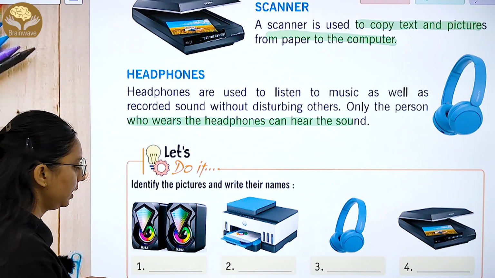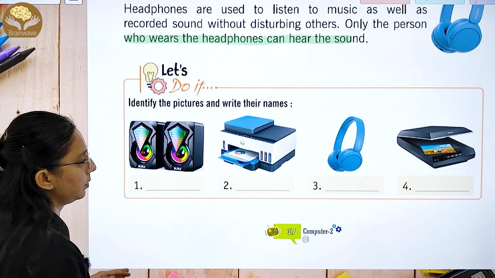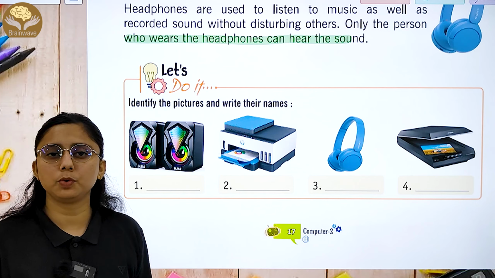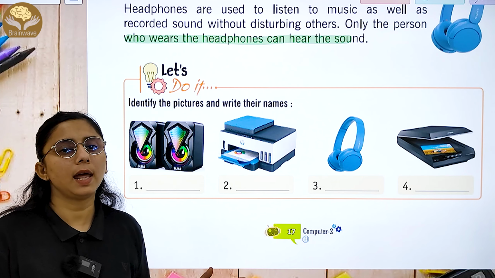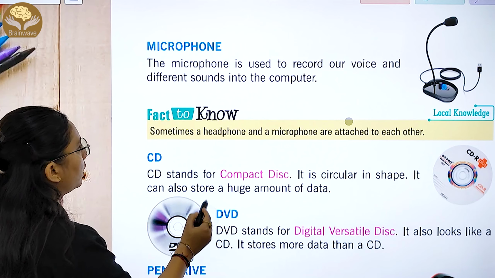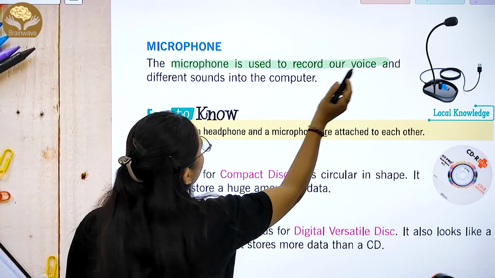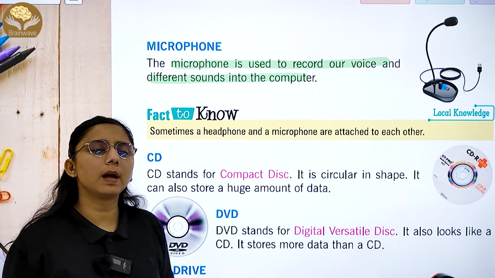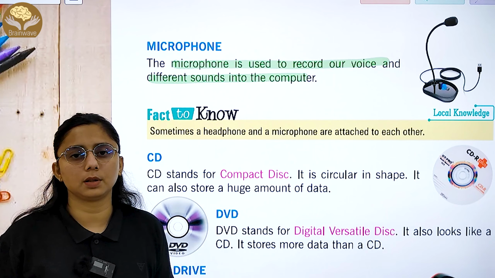Now identify the picture and write the names. I have told you about the different parts of computer. These are some parts of computer. You have to identify them and write their names. Next is microphone. Microphone is used to record our voice and different sounds into the computer. Sometimes headphone and microphone are both attached to each other.